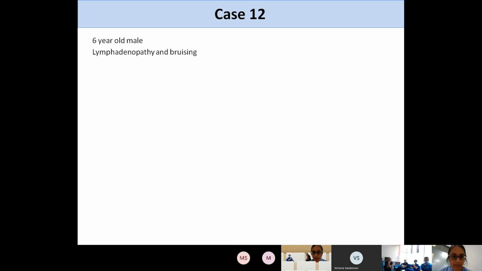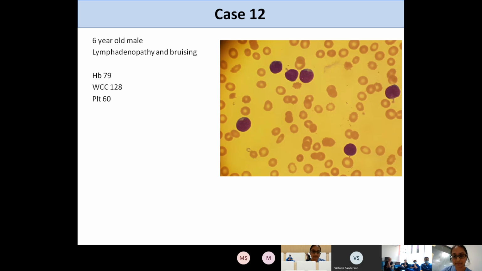Similar case, this is a 3-year-old boy that presented with lymphadenopathy and bruising. He had a low hemoglobin of 79, a platelet count of 60, and a very high white cell count of 128. And this was his blood film. So very similar to the one before. These again are agranular blasts, so no granules in the cytoplasm. They're blasts because they're big. The chromatin is open, and there's a nucleolus here and here. And some of the nuclei look like there might be a bit of a fold in them, so maybe the nucleus is folding in on itself.